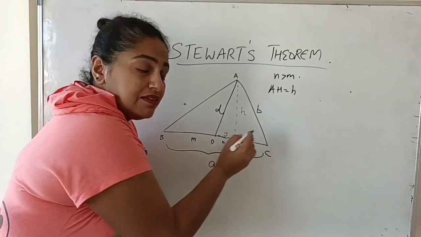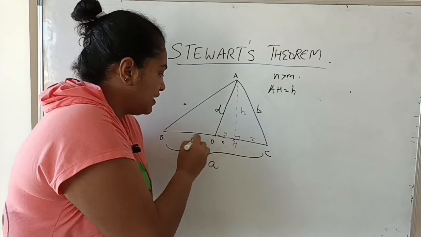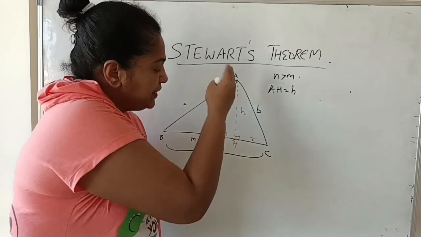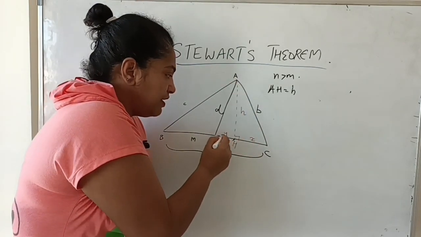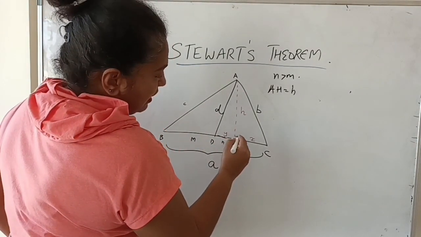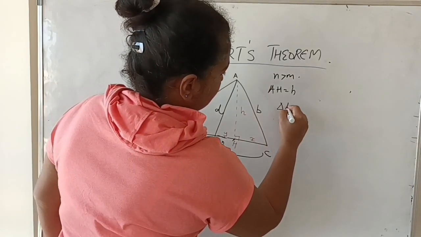What is the length of CD? CD is equal to N. We already mentioned that this line is dividing it in such a way that BD is equal to M and CD is equal to N. Now CD itself, this altitude is dividing as X and Y. Now I have a right angle triangle here. Check the triangle AHC.